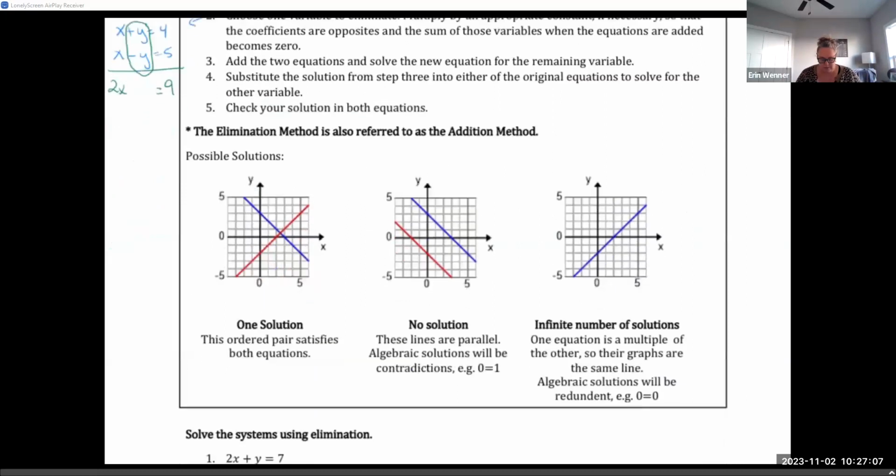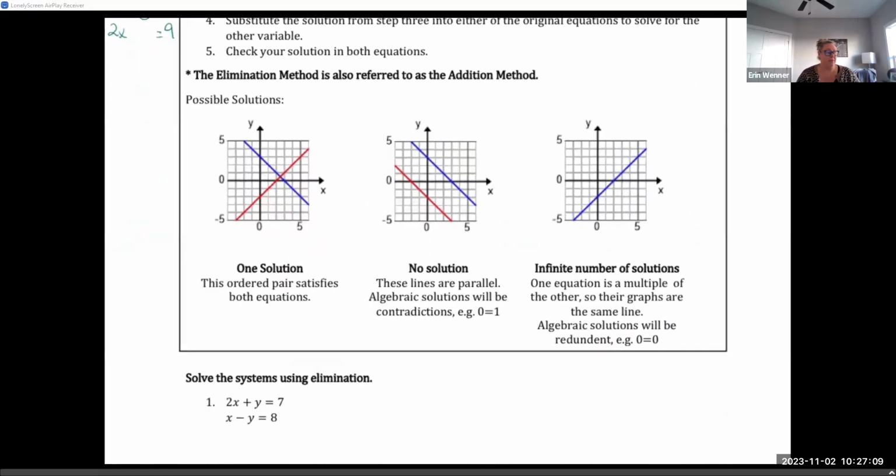Just to remind yourselves, what are the types of solutions we can have? We can have the one solution, which is that nice ordered pair. We can have no solution, which is that redundancy, right? This is the same thing with the substitution method as it is with the elimination. If you get down to something like 0 equals 1, that's a no solution situation. The contradiction is 0 equals 1, versus the redundancy is when we get 0 equals 0. And that's where there are an infinite number of solutions.